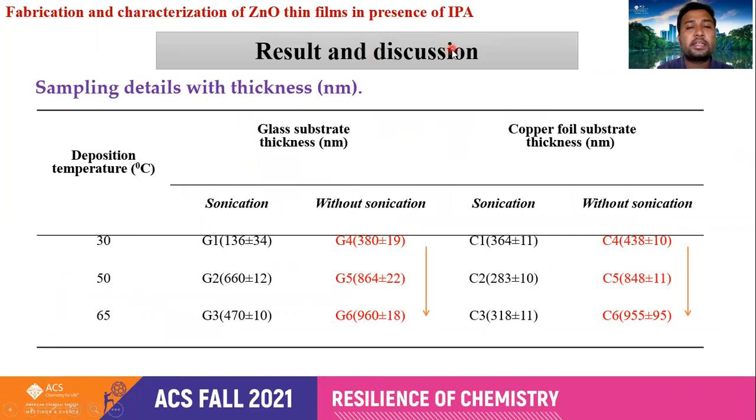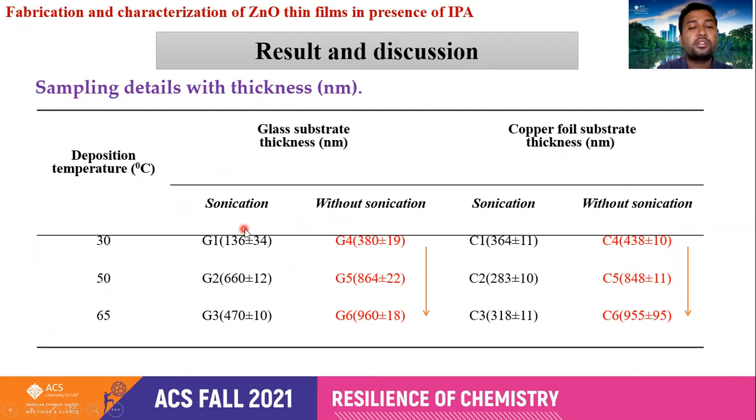Now the results and discussion part. This table represents the sampling details and the thickness in nanometers. I did my work at three temperatures: 30 degrees Celsius, 50 degrees Celsius, and 65 degrees Celsius. Without sonication, the thickness value increases as temperature increases. It is the same for both soda glass substrates and copper foil substrates.